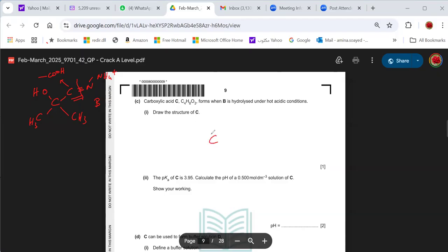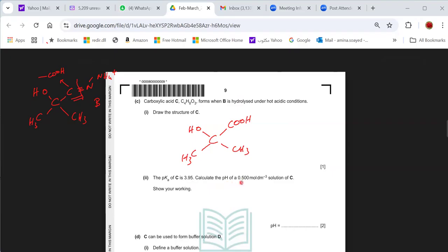So it will be the carbon bonded to the OH, nothing changed. And here we have the COOH, and here we have the CH3, and here we have the other CH3. So this is the structure of C. They said that the pKa of C is 3.95. Calculate the pH of a 0.5 mole per decimeter cube solution of C and show your working.